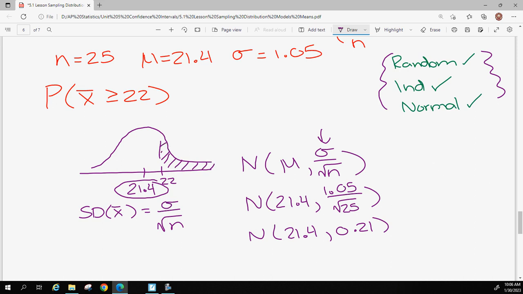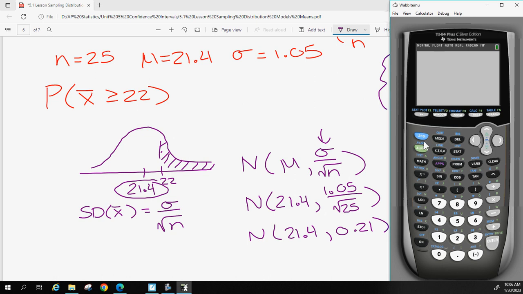And so I can go on my calculator. I can hit second vars, normal CDF. My lower is that 22. My upper is 1e to the 99, basically infinity. It's going to keep going and going and going. My mean is 21.4. My standard deviation is that standard deviation we just calculated, the population standard deviation divided by the square root of the sample size. So 0.21.